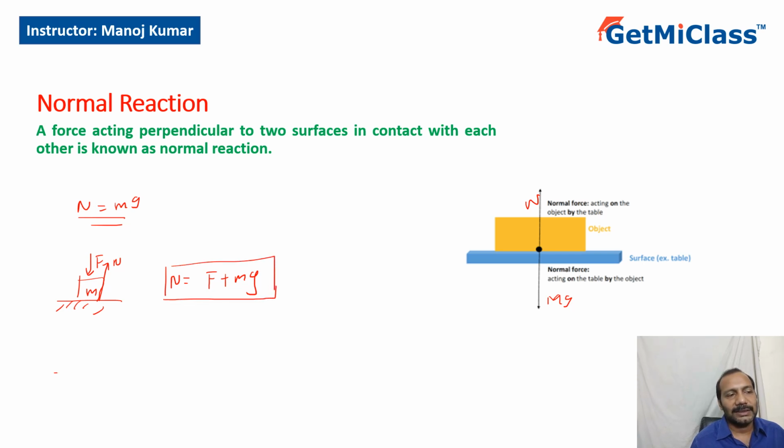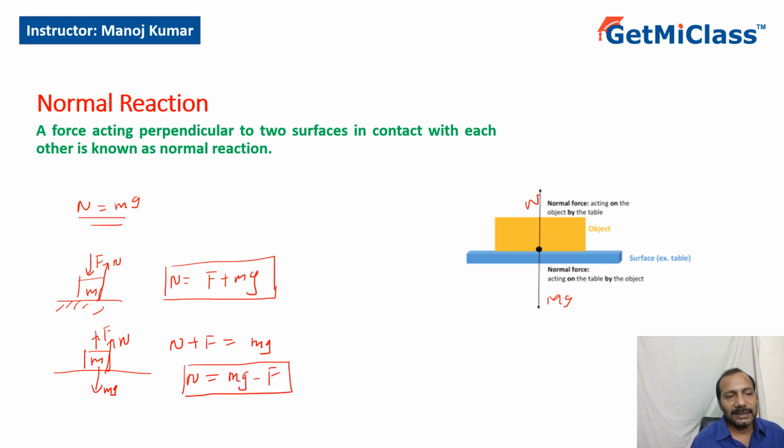Now let me take a situation where force is applied in the upward direction. I tie a string to this mass and try to pull it with the force F. Then what will be the downward force? Downward force is mg, and normal reaction is acting upwards. So I can write N plus F equal to mg. So what will be normal reaction? Normal reaction would be equal to mg minus F. This expression is only valid when F is less than mg, because once F is greater than mg, there would be no more normal reaction. Normal reaction comes into picture only when there is contact between the surfaces.